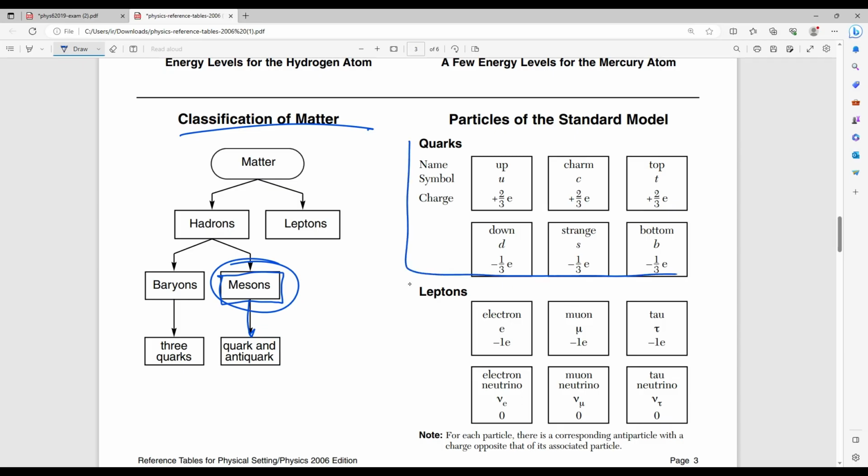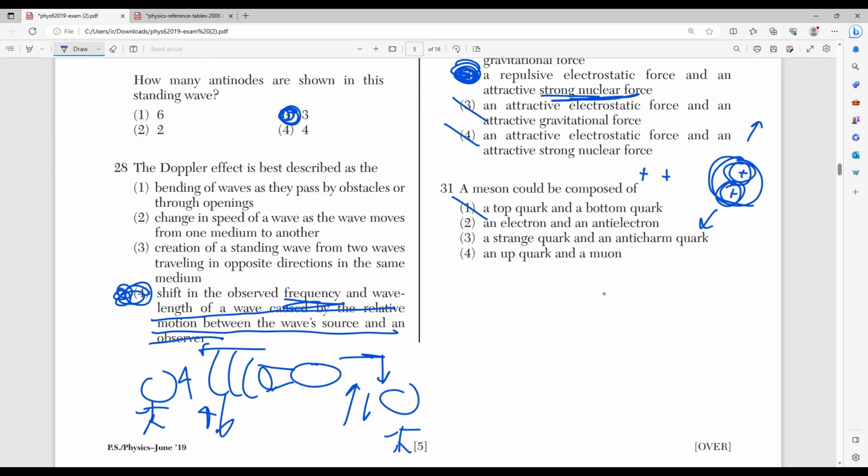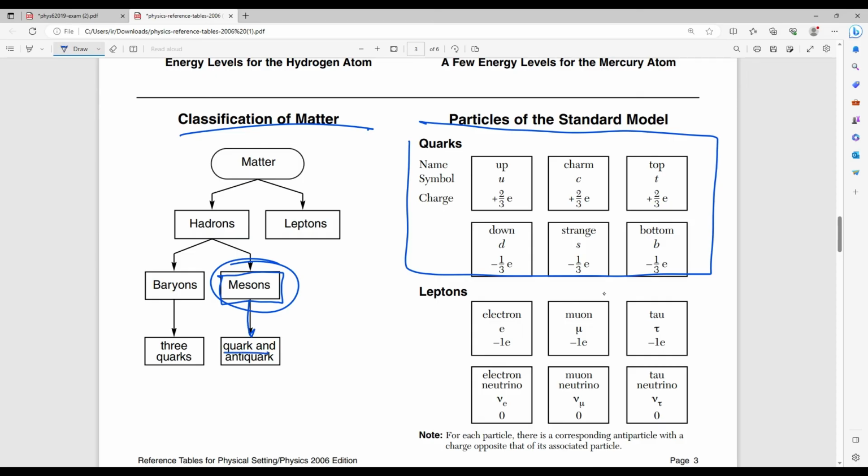So we're going to be looking at this table only, which are quarks and antiquarks, right? So let's look. Is it saying a top quark and a bottom quark? That's wrong because we need a quark and an antiquark, right? A top and a bottom quark, right?